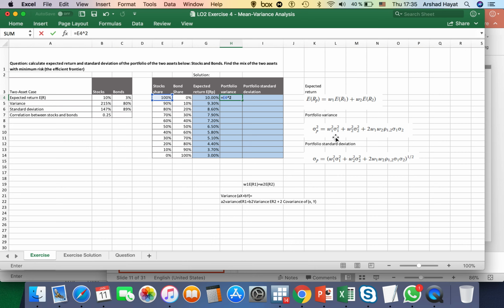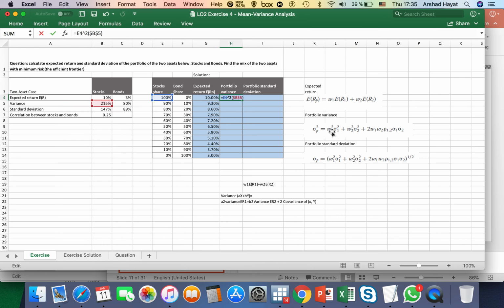stocks, where sigma square 1, so that's the variance of stocks, like here. So the variance of stocks, so just put a bracket here because there is a power, we don't want to get confused here. So variance is this one. Again, we have to put a dollar sign because we don't want this number to be changing, coming down here when we apply the formula to all of it. So put a dollar sign here.